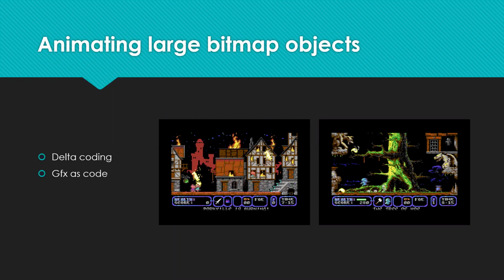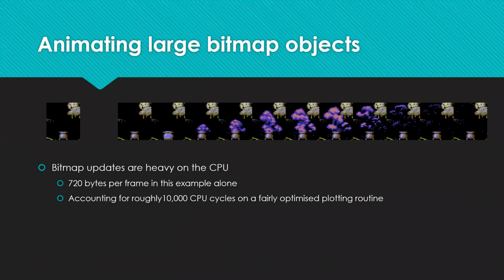In order to solve this problem, we use two approaches. The first one is called delta coding, and it's not the first time that it's used in games. The other one, we call GFX as a code, and we'll see what this is about. So delta coding, let's take a look at this example. This is the smoke animation from the second thumbnail in the previous slide.